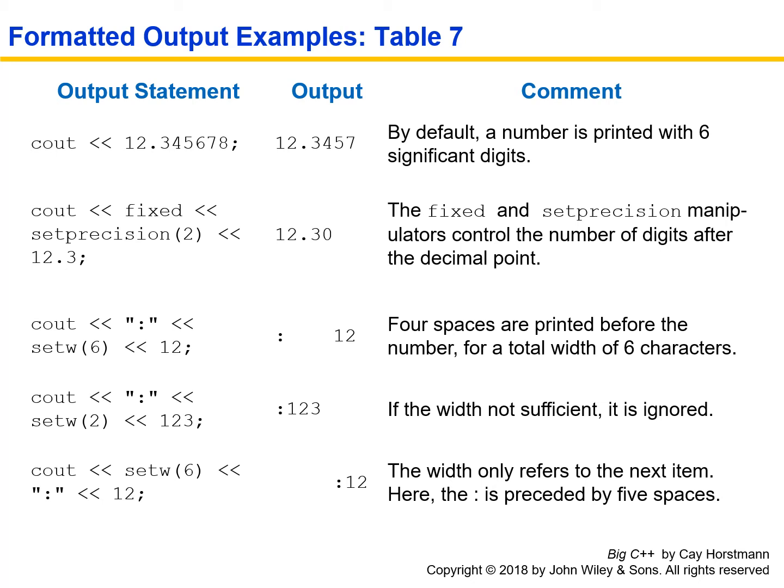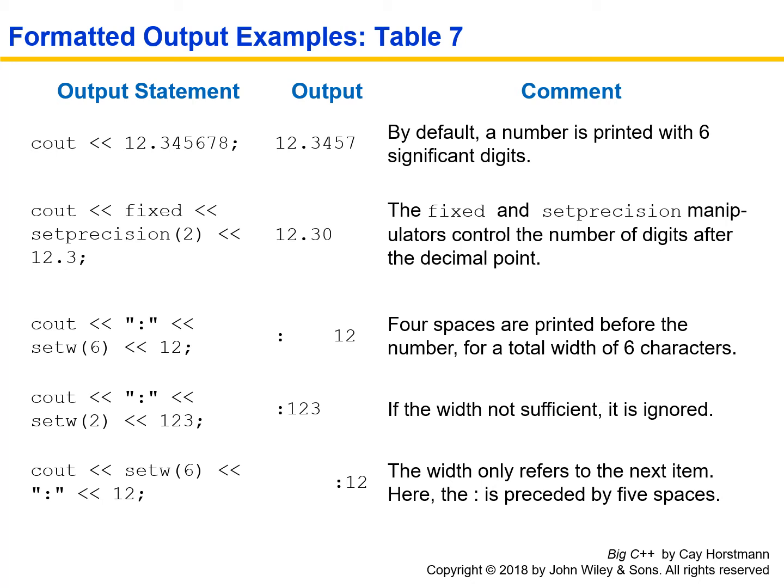You can see out fixed and then set precision 2 and get 12.30 from 12.3. With the fixed manipulator, it will actually add zeros to your number to get the desired precision. Example of the set width 6, after the colon, it creates a 6-space column to print the number 12 in, so it prints 4 extra spaces and then the number 1, 2.